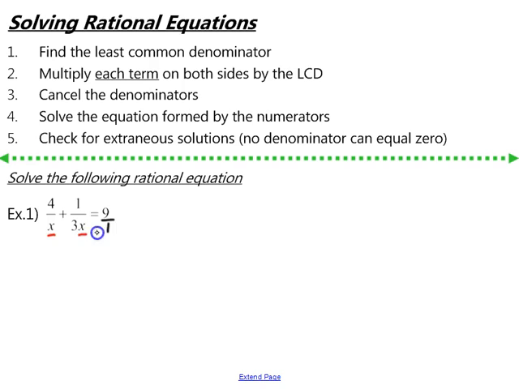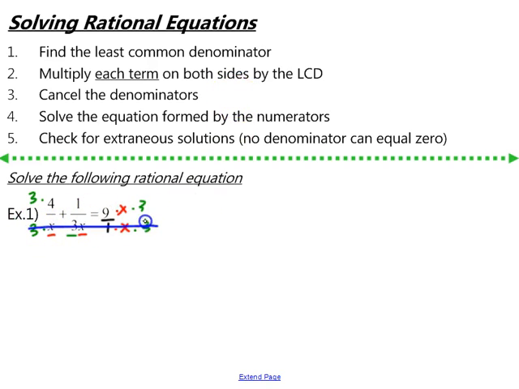So the first two have an x, this last one doesn't, so remember we need to multiply top and bottom by an x. The second one has a 3 and the other two fractions don't, so we're going to multiply the top and bottom of the first and the last one, so that now all the denominators are 3x, 3x, and 3x. Then we'll follow step number 3, cancel the denominators out.